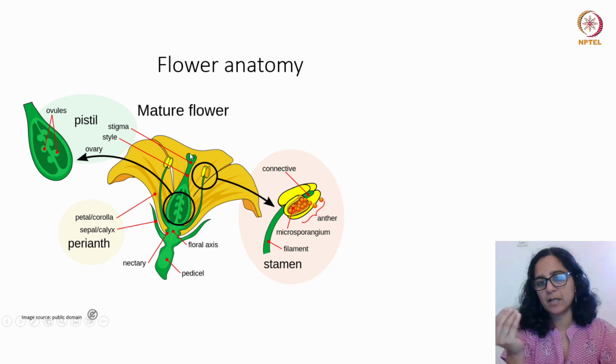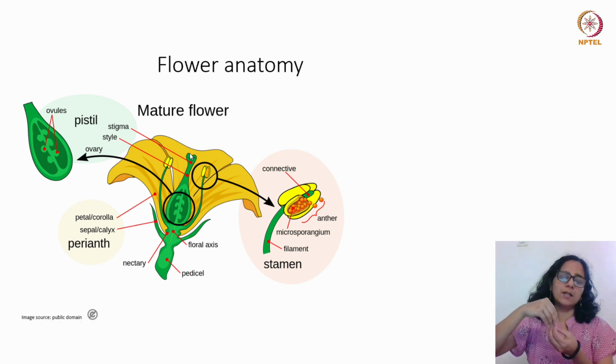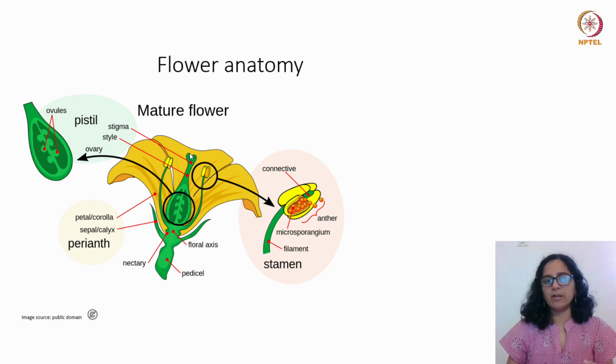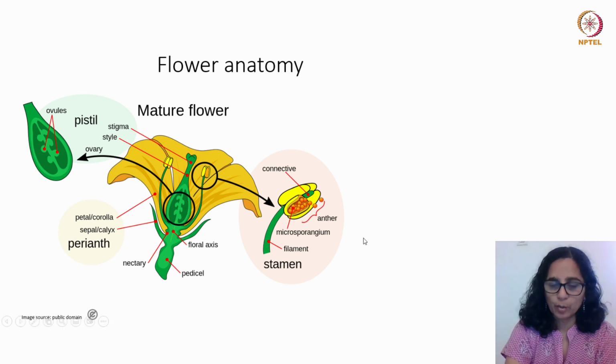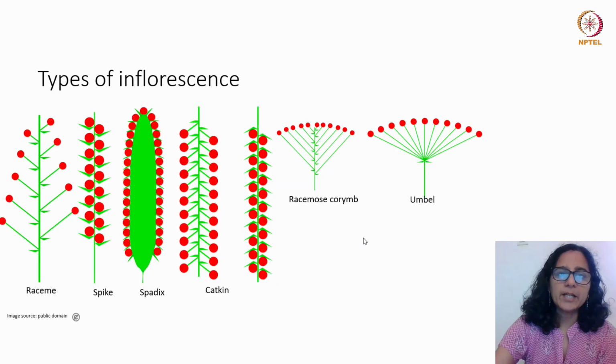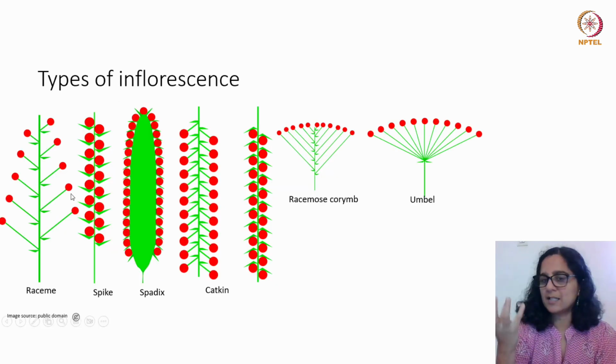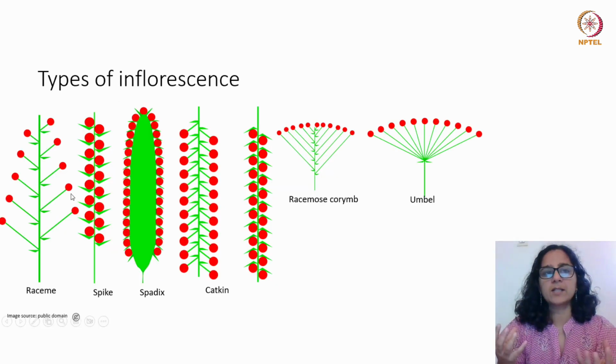Stigma is the sticky part where it deposits the pollen grains, and then they travel through the style and reach the ovary, where there are various ovules. So that's about flower anatomy. Flowers are arranged either singly, known as a flower, or as a collection of flowers, known as an inflorescence. And there can be various types.